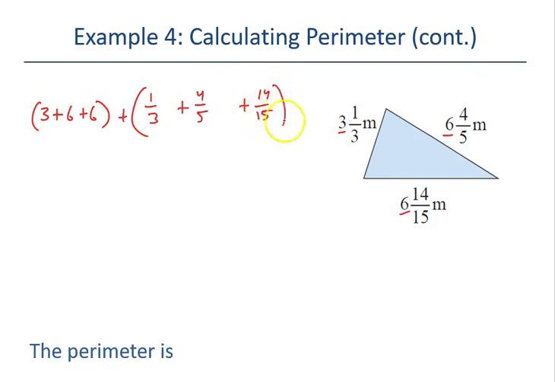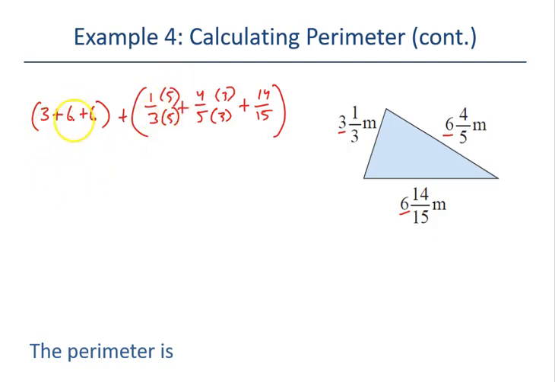That one I don't need a space for. Notice what I'm trying to do here: this LCD is going to be 15. So how do I make 5 into 15? How about I multiply everything by 3? How do I make 3 into 15? Let's multiply everything by 5. Remember, the reason I'm doing this on the bottom, I have to do it on the top.